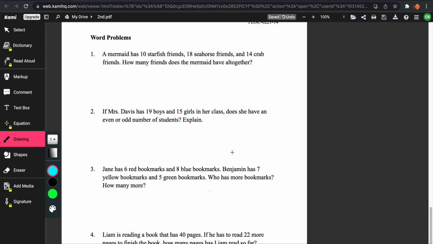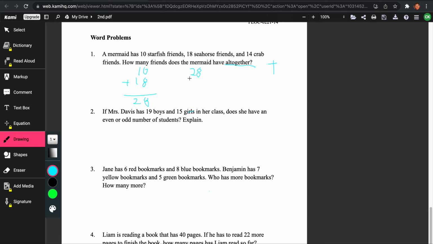Okay, let's do number 1. A mermaid has 10 starfish friends, 18 seahorse friends, and 14 crab friends. How many friends does a mermaid have all together? It says all together, so we know we have to add. So what we're going to do is 10 plus 18. Well, 0 plus 8, 8. 1 plus 1, that's 2, so that's 28.